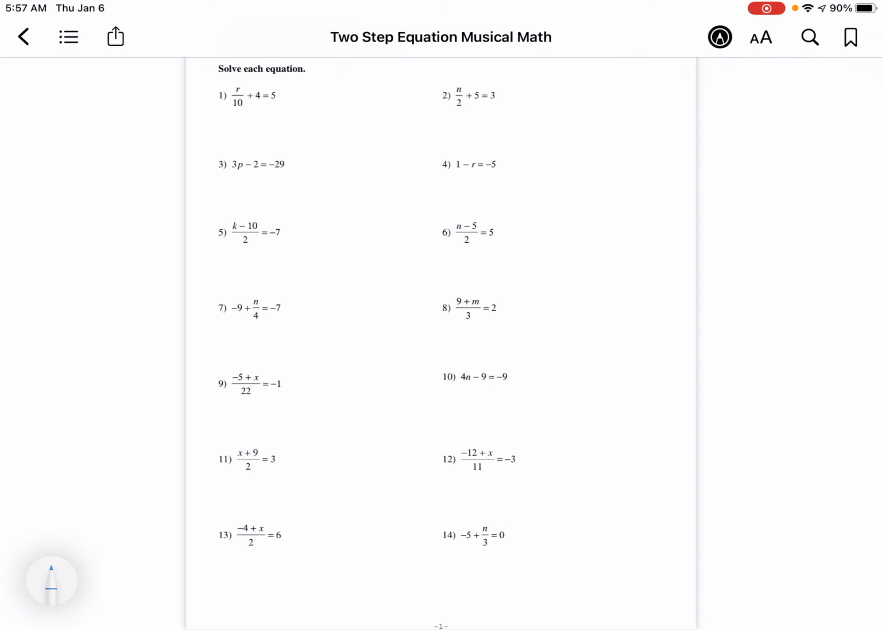Okay, so today we're doing musical math if you're in class, but you're not in class, so we're doing just a regular worksheet.